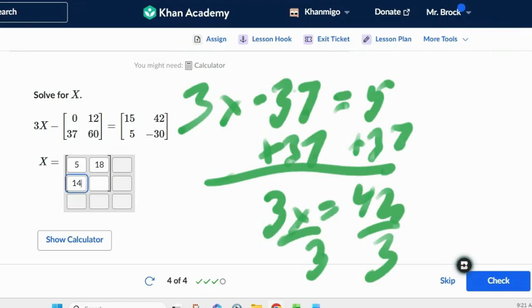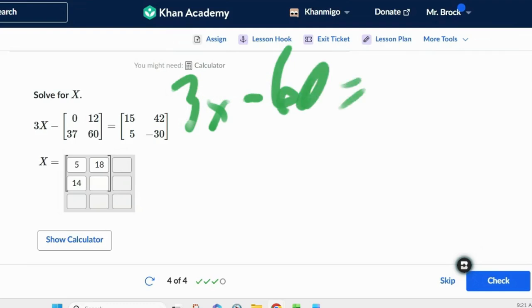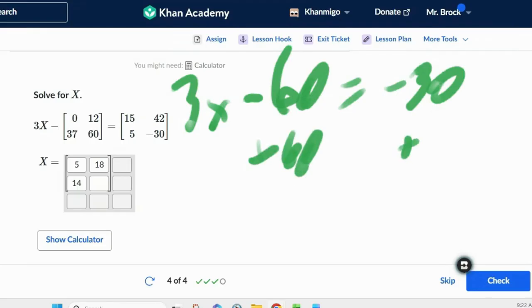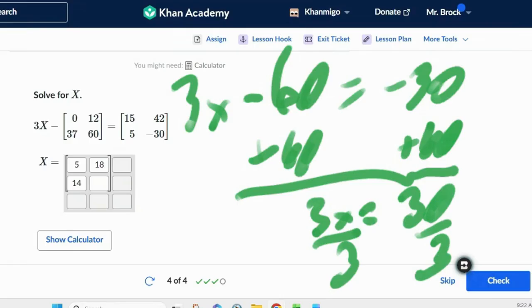Like I say, sometimes it's easier to just get some paper and just write out these little equations. And now we have a very simple Algebra 1 equation. We're just solving for x. Okay, let's do the last one. 3x minus 60 equals negative 30. Okay, so we got to add 60 to both sides. Gives us 3x equals negative 30 plus 60. Divide by 3. So this must be a 10.